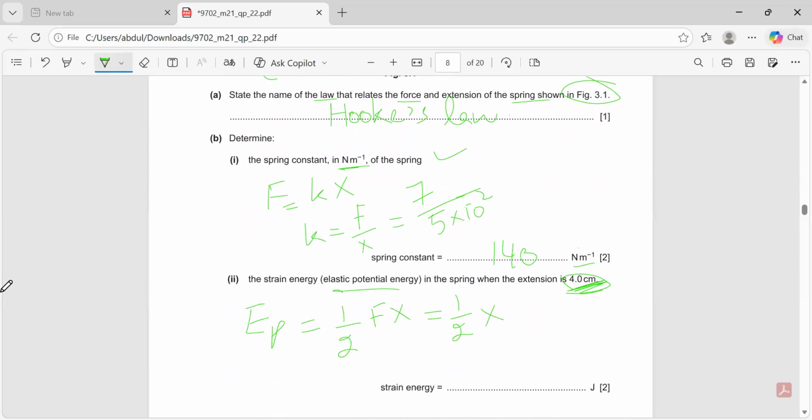Anyhow, here, my dear sons, 1/2 F is 5.6. That is in Newton, but X is in centimeters. So 4 divided by 100, or times 10 raised to power minus 2. When I'm simplifying it, I'm getting the answer roughly 0.11 joules. That is the strain energy, straightforward till now.